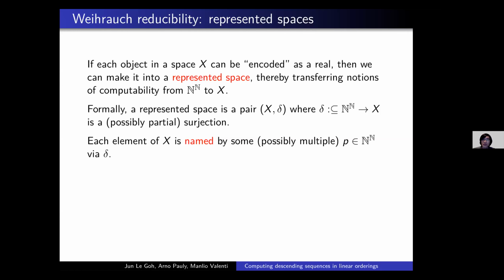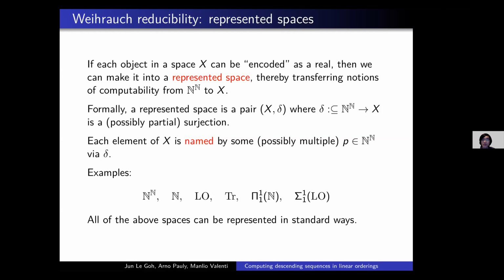Let's see some examples that we will actually use in our work today. The basic example, of course, is Baire space itself. And we also have the natural numbers. Since we are talking about descending sequences in linear orderings, we will also care about the space of linear orderings, and the space of trees, subtrees of N to the less than N. This here is the space of Pi^1_1 subsets of N, and this here is the space of Sigma^1_1 linear orderings. These are just names that I'm going to use, and all of these spaces can be represented in standard ways. So we are not going to explicitly mention how we represent them. You can do it in a bunch of different ways, and they're all equivalent in a certain technical sense.